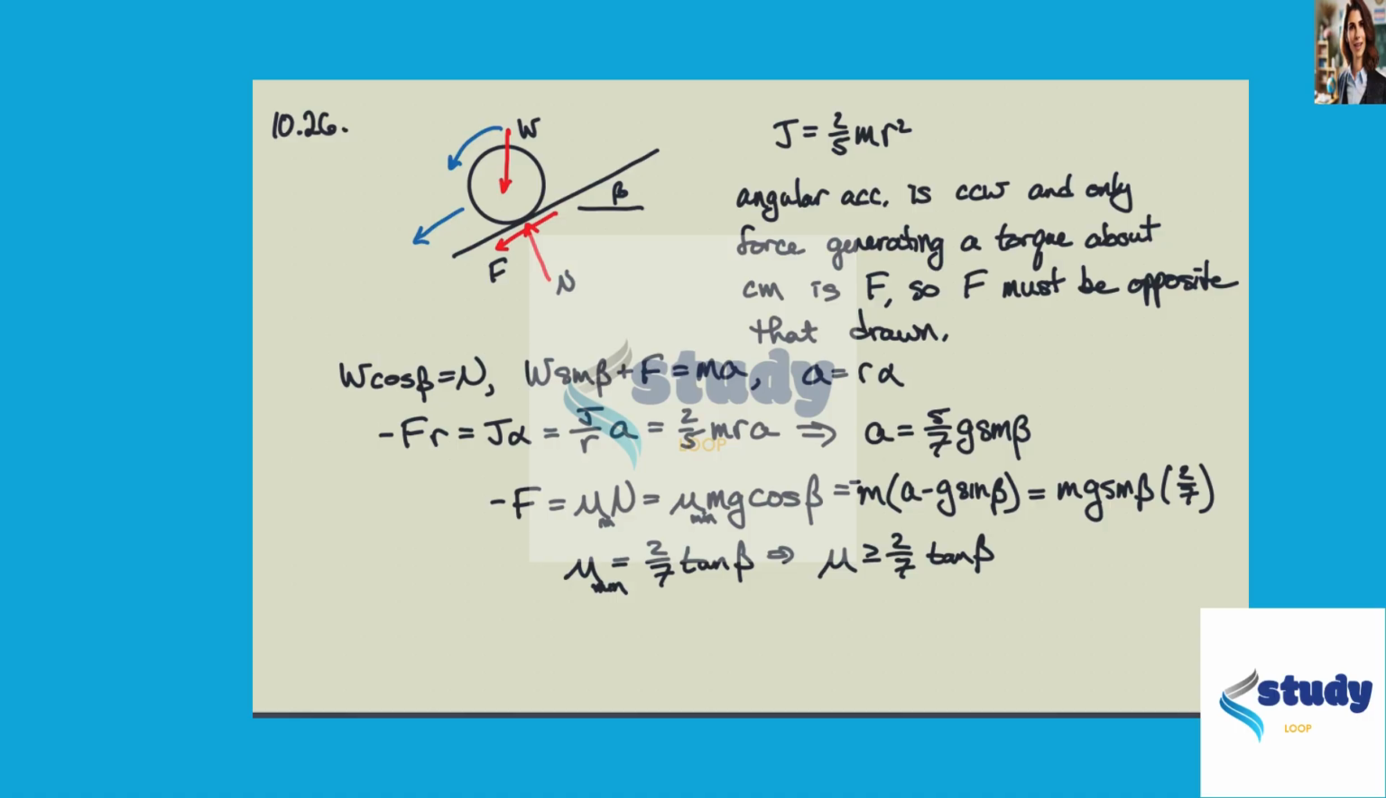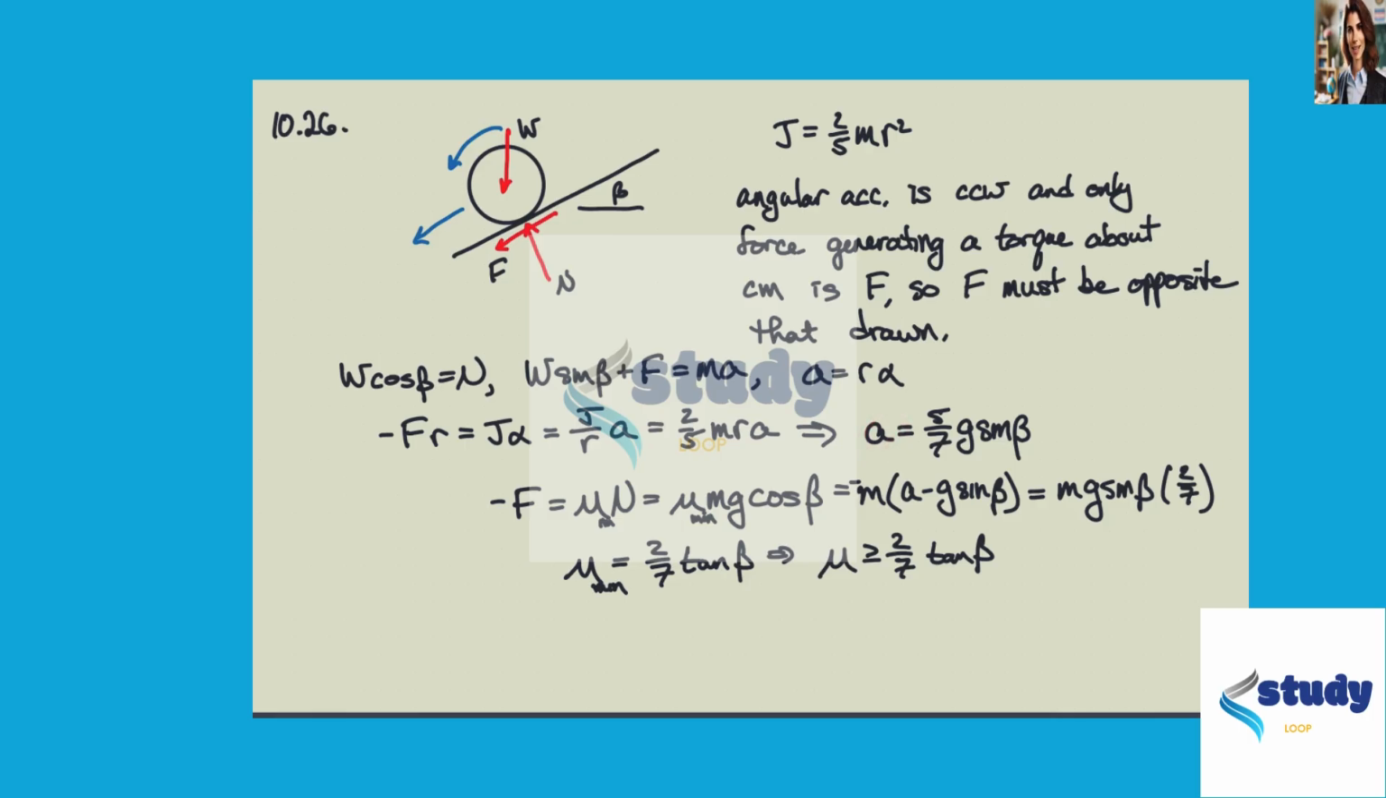Plugging in, the easiest thing to do would be to multiply this equation by R and add it to this equation so that the F's drop out, and then we can solve for a. I didn't go through all the algebra that I had in my notes, but in the end we get that a equals 5/7 g times sine of beta. Now, that's different from if it was just a particle sliding down the hill. The fact that it's rolling reduces the acceleration.